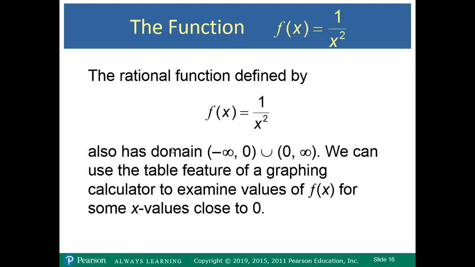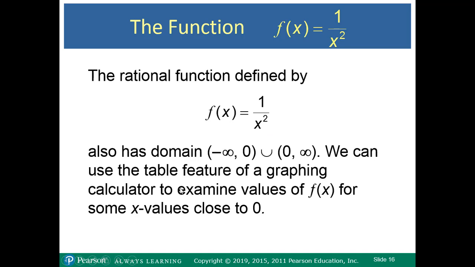Now what about this function? So here we have the rational function. This is the reciprocal squared function. So this is 1 over x squared. Now notice that the domain, again, is everything except 0 because 0 cannot be in the denominator. So even for this function, the domain is everything except 0.